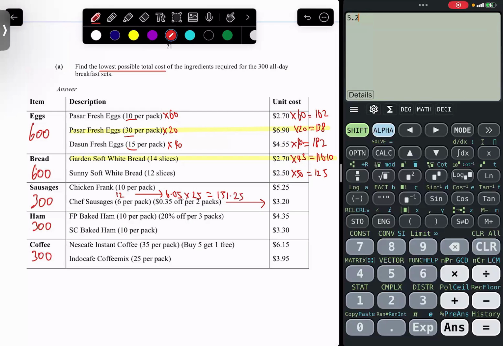The other one will be 5.25 times 30. Right, so times 30, plus 1 times 30, will be equal to 157.5. So that means the offer will be okay. So our total cost is 151.25.